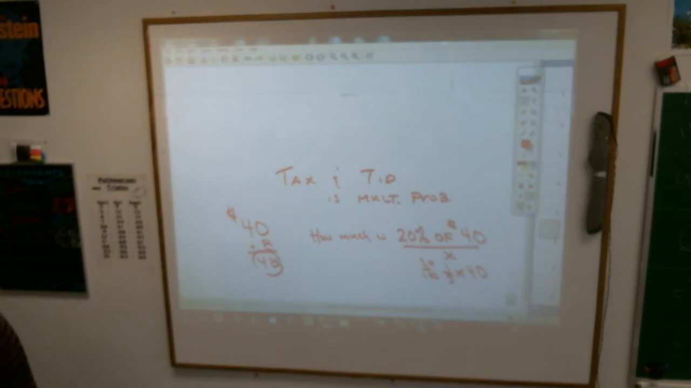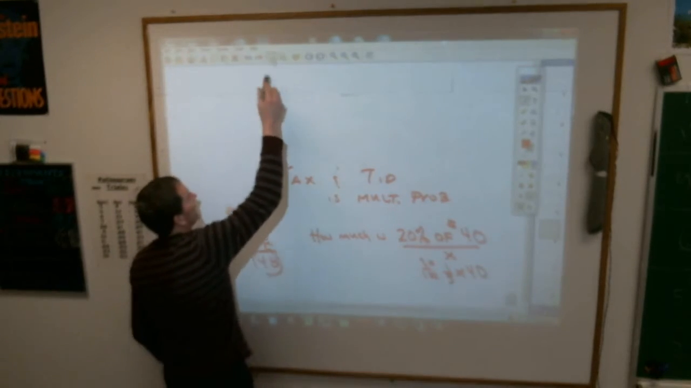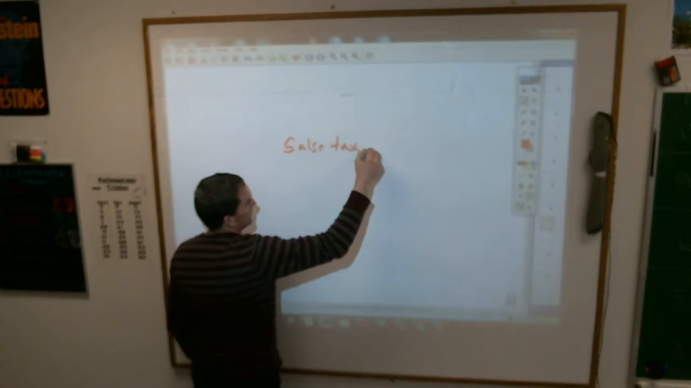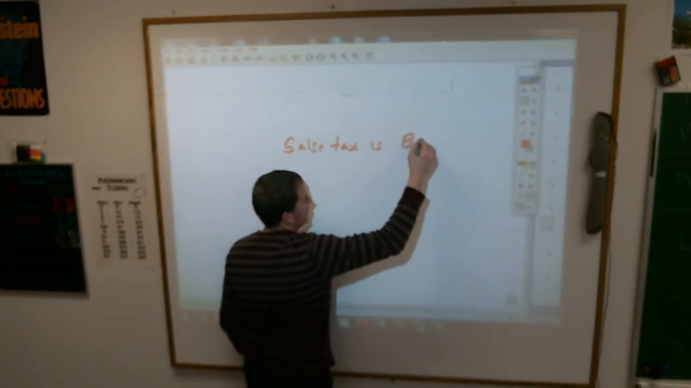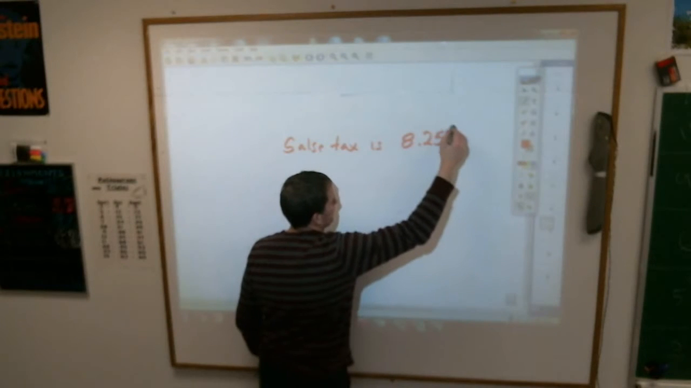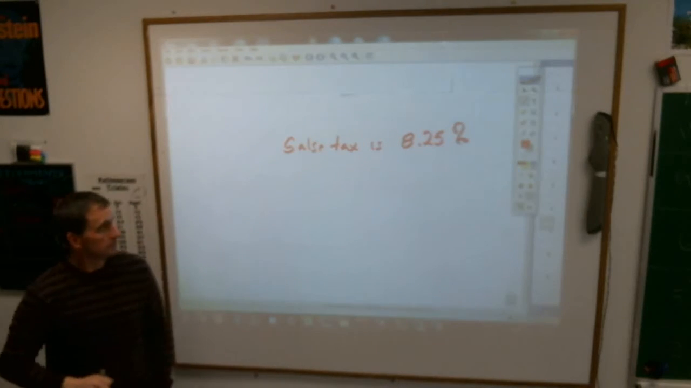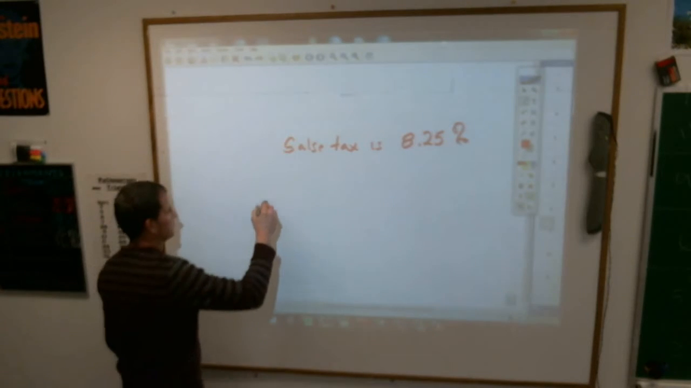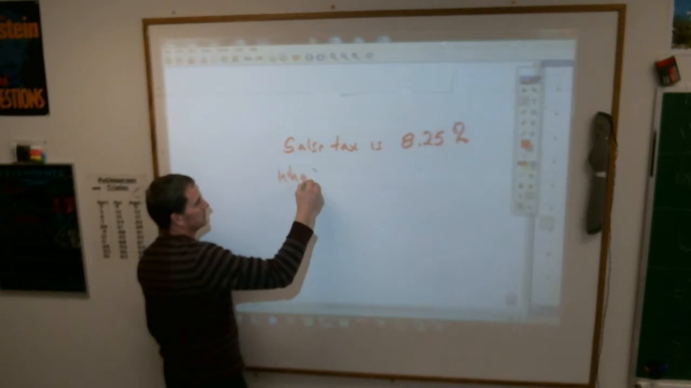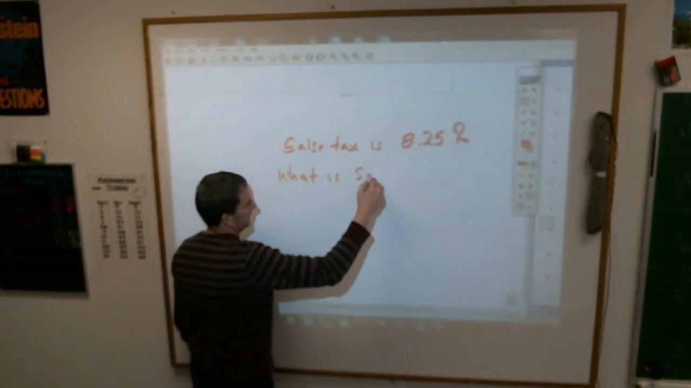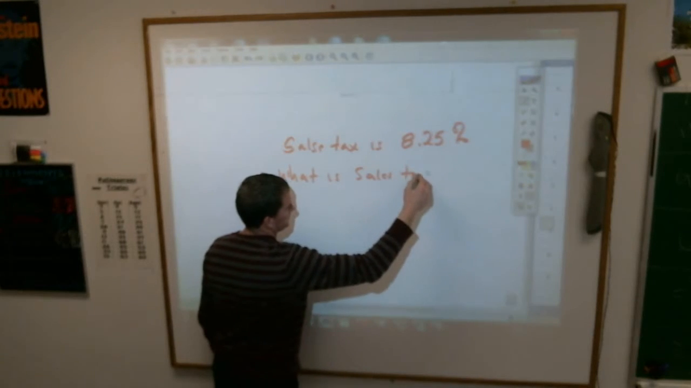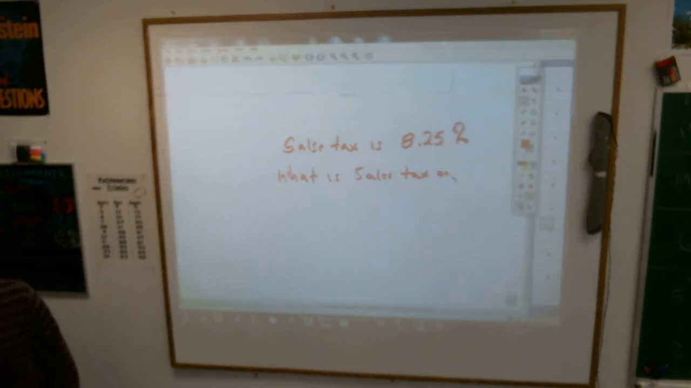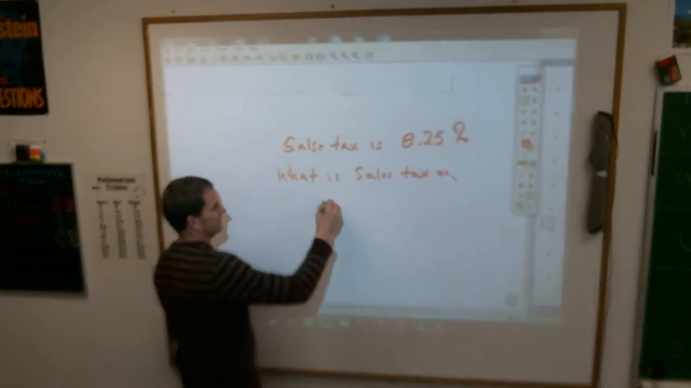So here's one. Here's a great one. Sales tax is 8.25%. What is sales tax? Wow. What is the sales tax on how much money? $18.97.